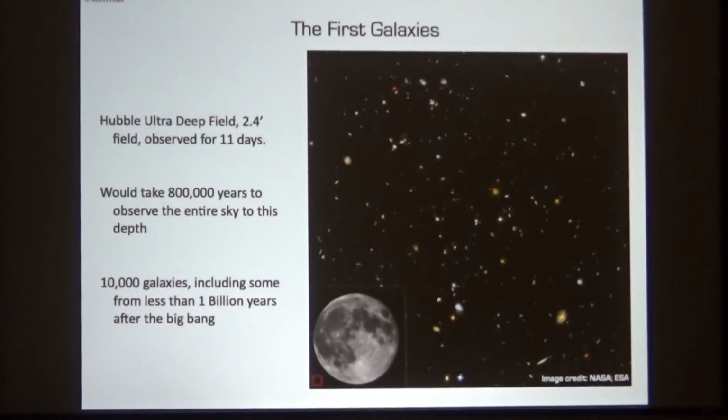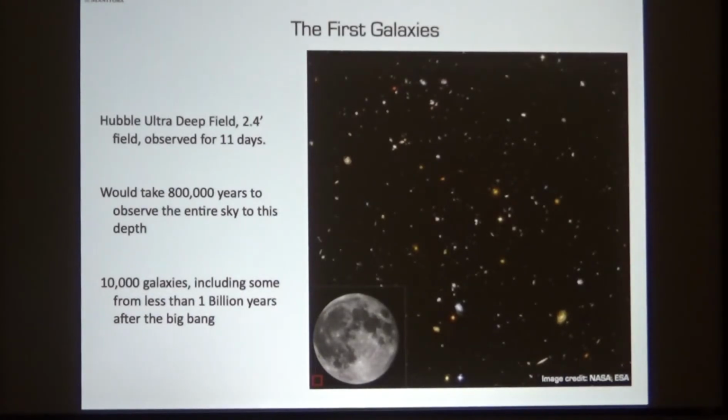Interestingly, this is a very, very narrow field of view. As you can see, if you look at the moon on the lower left side, there's a little red square next to it for comparison. Now, the moon is 30 arc minutes across. That square is about 2.5 arc minutes across.